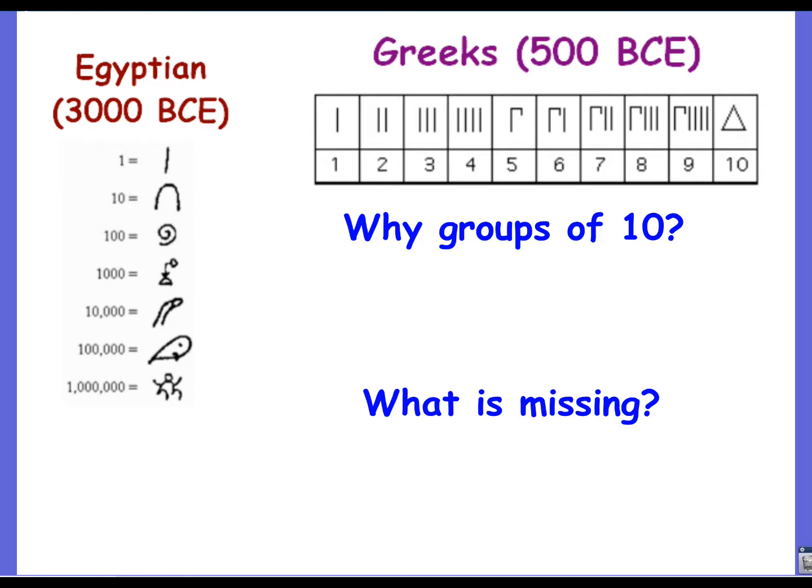If you notice, both systems use groups of 10. Do you have any idea why we use groups of 10 when we count? It's the obvious. It's because we have 10 fingers on our hands.